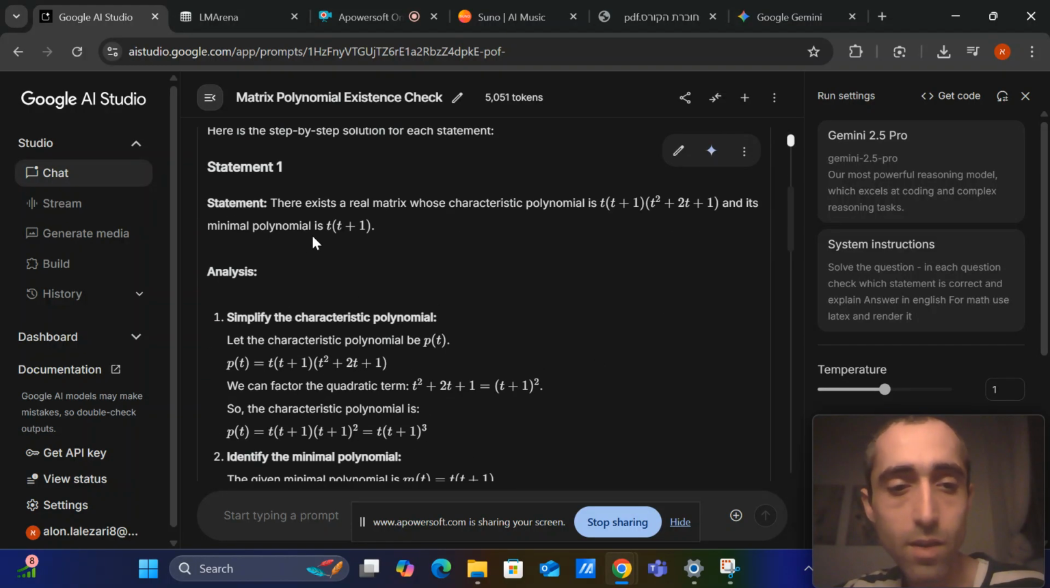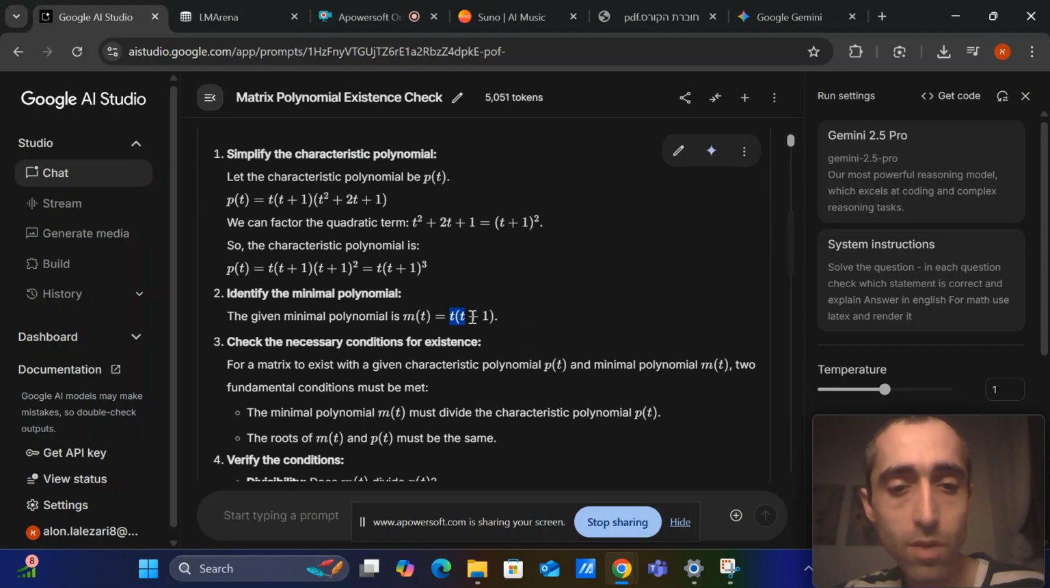When you look at the minimal polynomial, you see that the roots of this polynomial, again, are 0 and minus 1. The power of t plus 1 is different, but it doesn't matter. What matters is that they have the same roots. So yes, we have the same roots.